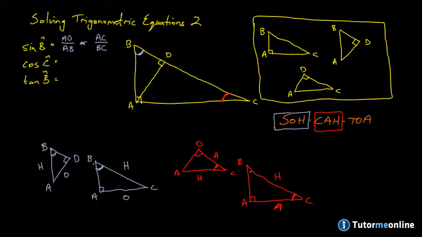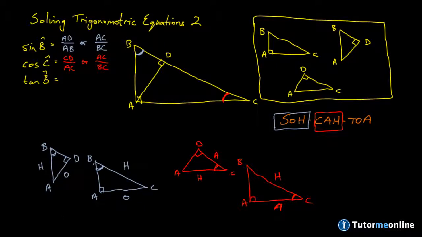So there you have it. Now we just need to write that down. The adjacent side is the side CD over the hypotenuse, which is the side AC. Or in the case of triangle ABC, we have the adjacent side, which is AC, over our hypotenuse, which is BC.